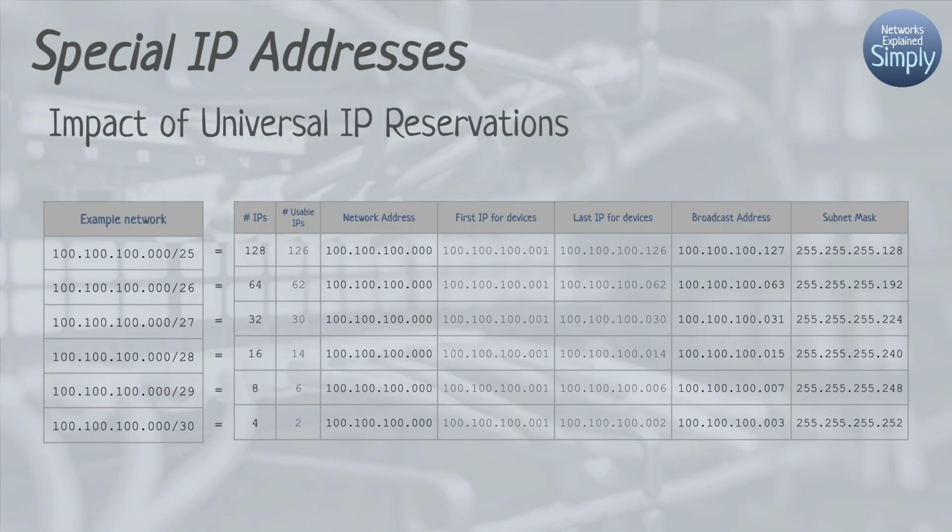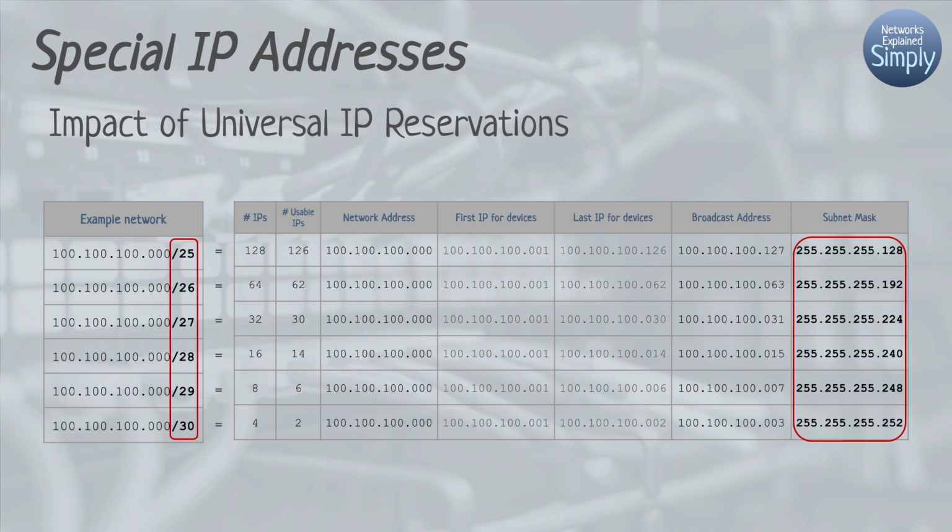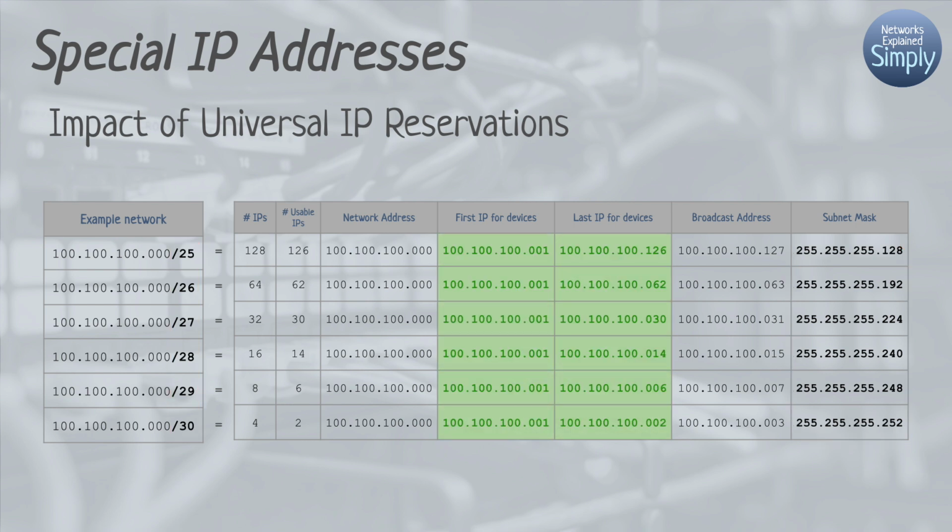With this list of examples, we can see that the number of usable IP addresses is always 2 less than the total number of IP addresses for each network size. And that's because of the required reservations for the network address and the broadcast address. Note that for these examples, we've kept the network addresses identical, and that the only difference from one row to another is the subnet mask. Finally, these columns show us the ranges of IP addresses which will be usable for devices in each network size.